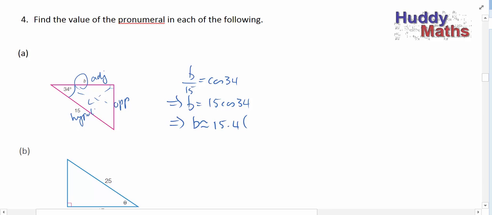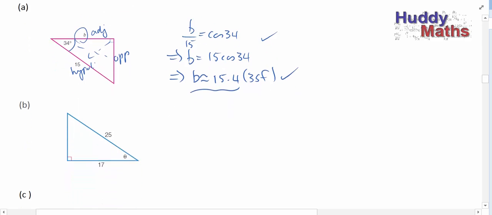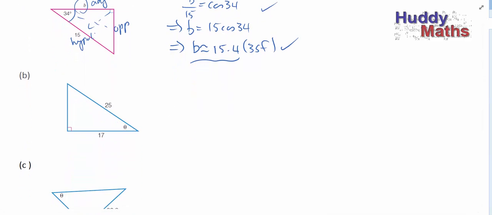And remember the convention. You round it off to 3 significant figures unless otherwise stated. So what have we got there? 1 for the statement, 1 for the answer. Let's go down to part B. Here what can we say? That's the opposite. Go to the angle, look out. This is the hypotenuse, opposite the 90.